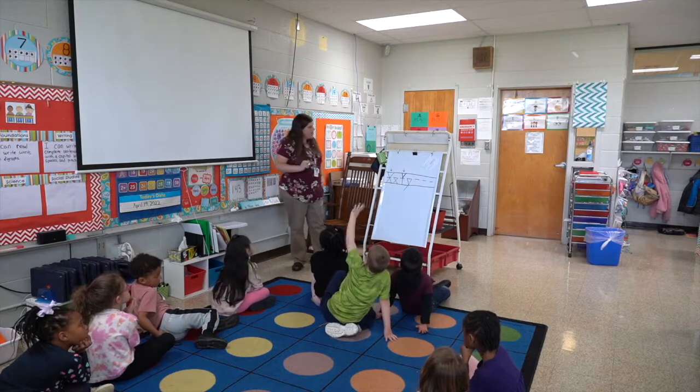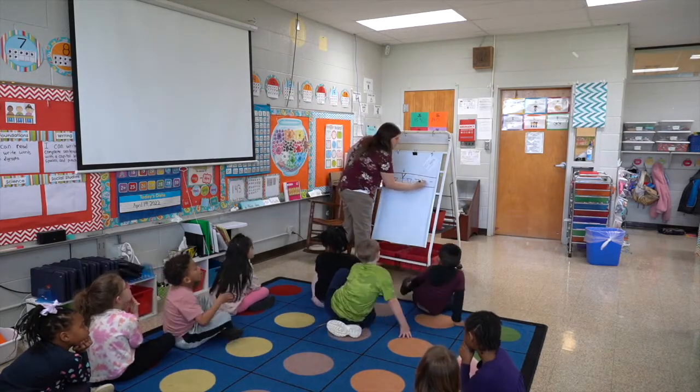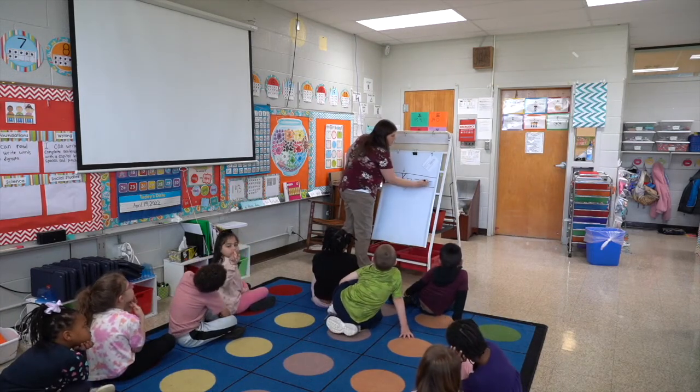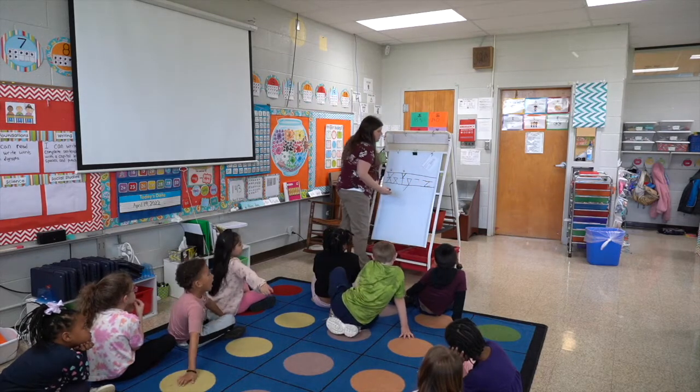And the last one is what? Z. Let's start with the lowercase. We're going across the dotted line, diagonal to the left, and then across again.